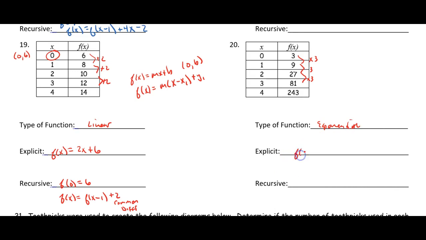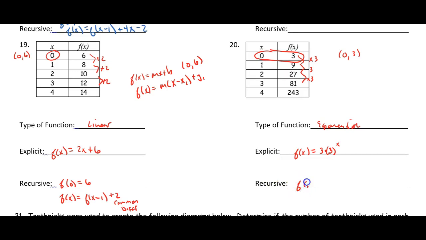My explicit rule is, what's my initial amount here? My initial amount is 3 times, what's my common ratio? 3 to what power? The x. And since I'm given, again, the y-intercept, since I start at 0, I do not have to subtract 1 in the exponent.